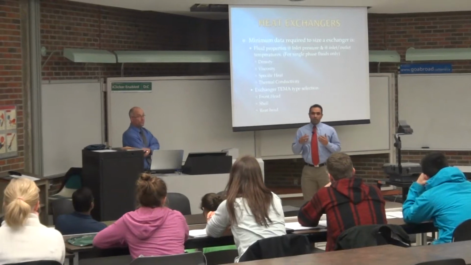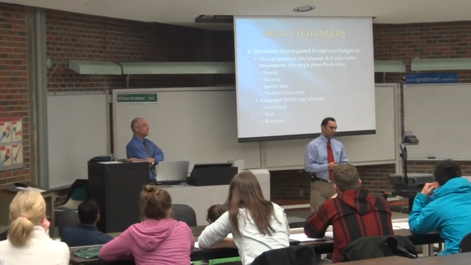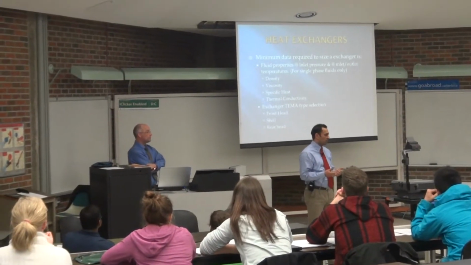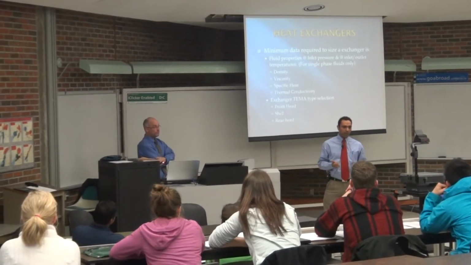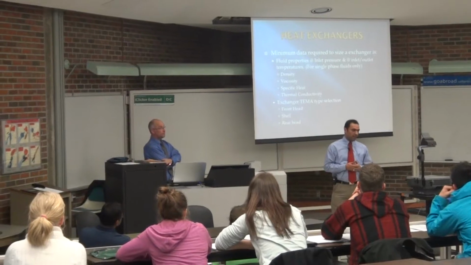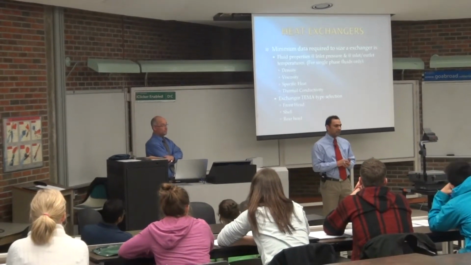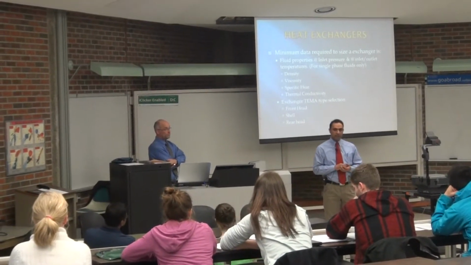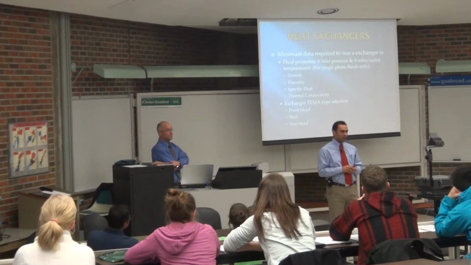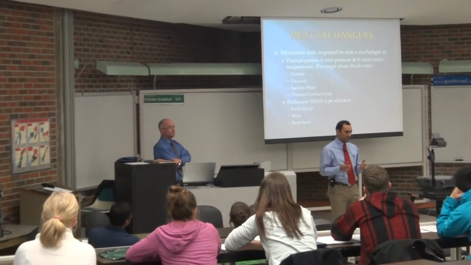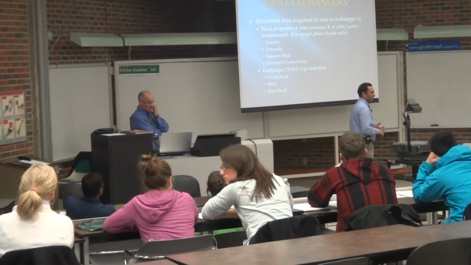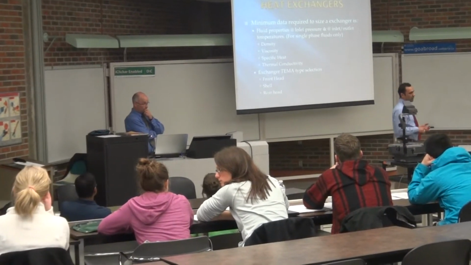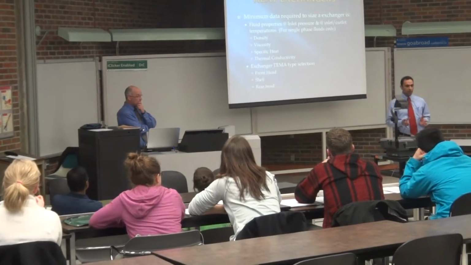So what is the minimum data required to size an exchanger? First of all, you need shell side and tube side properties. Without any properties, you can't size an exchanger. For single phase fluids, it's much easier to size an exchanger because you need just properties at inlet pressure and at inlet and outlet temperatures. The properties required are density, viscosity, specific heat, and thermal conductivity. Once you have those, you're good.